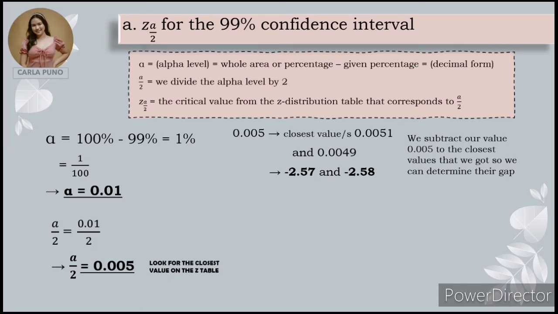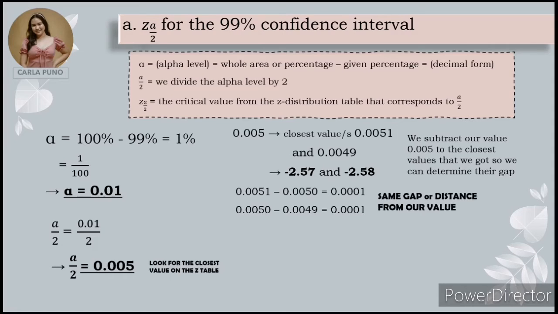We subtract our value 0.005 from the closest values that we got, so we can determine their gap. We have 0.0051 minus 0.0050 equals 0.0001. And next, 0.0050 minus 0.0049 equals 0.0001. As we can see, they are the same in gap, or the distance from our value.